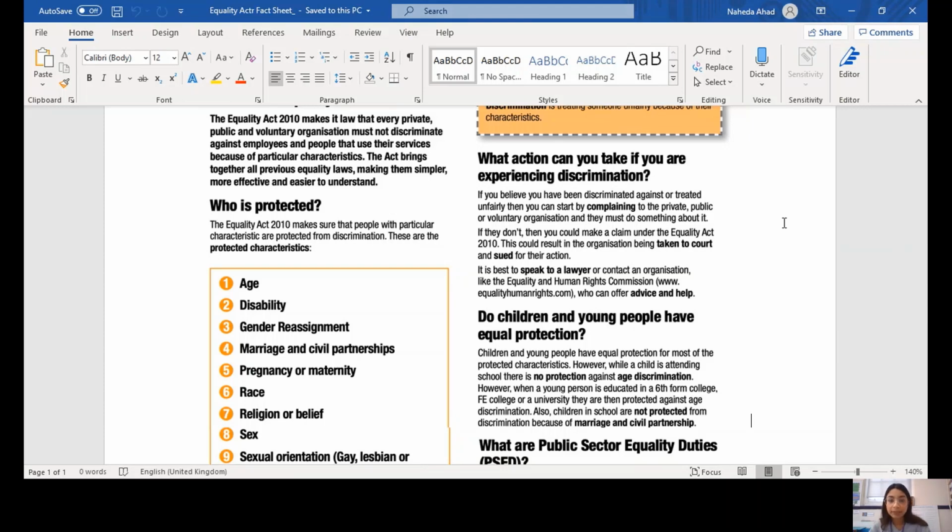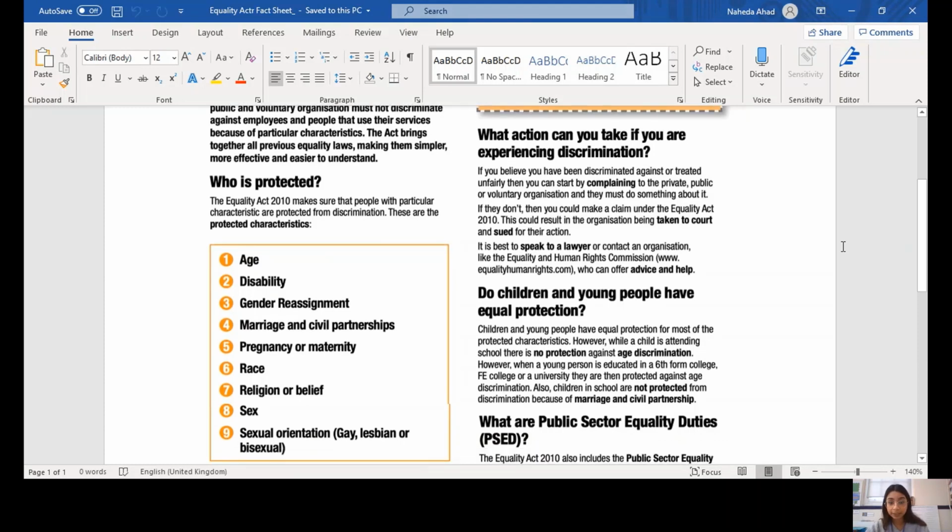If they don't, then you could make a claim under the Equality Act 2010. This could result in the organisation being taken to court and sued for their action. So this is sued for their action. They will have to end up paying a big fine. It is best to speak to a lawyer or contact an organisation like the Equality and Human Rights Commission at www.equalityhumanrights.com, who can offer advice and help. So there's about 3 different things here that you can do to take action if you are experiencing discrimination.